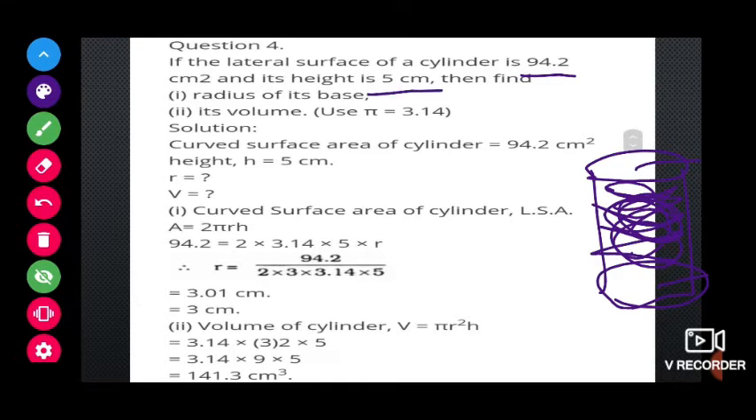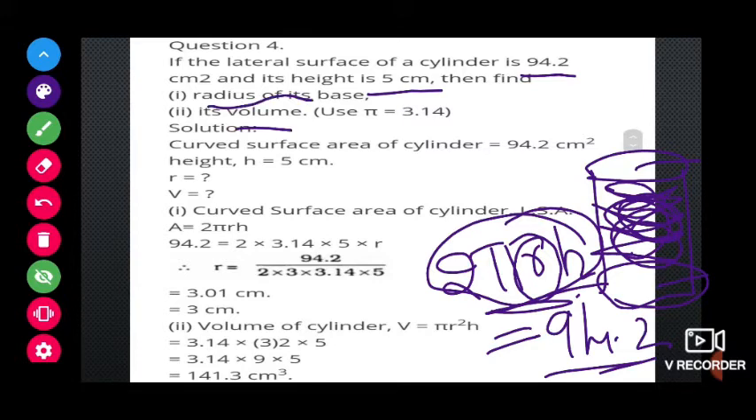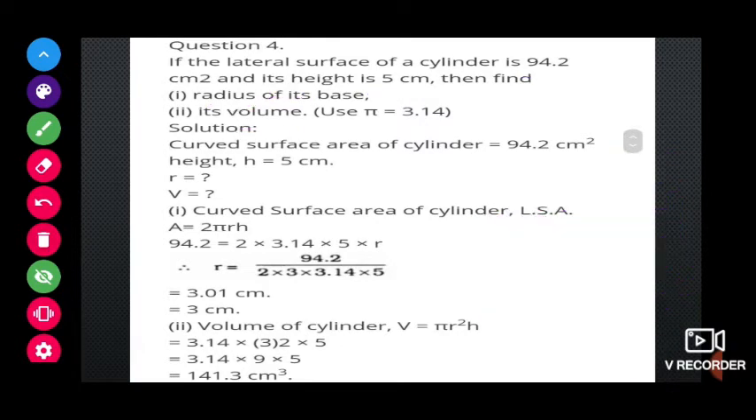So by using lateral surface area, what is the formula? 2 pi r h. Using this formula and the value 94.2 they have given, we have to first find the value of r. Then by substituting r, first we will find the radius of the base, then we will find its volume. Okay. So first what they have given: the curved surface area of a cylinder is 94.2 centimeters square. Now the height is 5 centimeter. So radius and volume we have to find, we don't know.